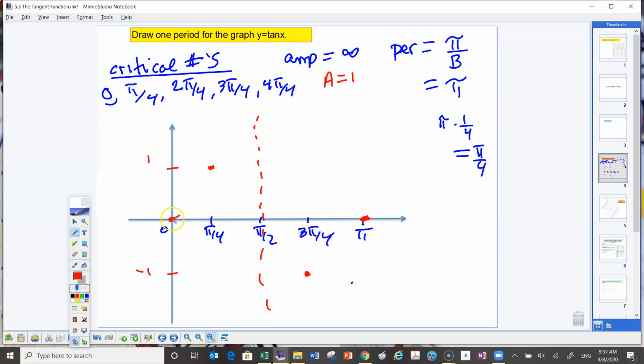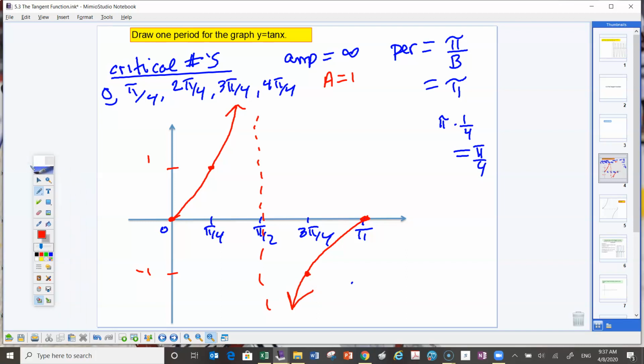So my tangent graph is going to start here. It's going to go through that point and curl up towards that asymptote. This one's going to start here and go down towards that asymptote. And that's your basic graph for tangent.